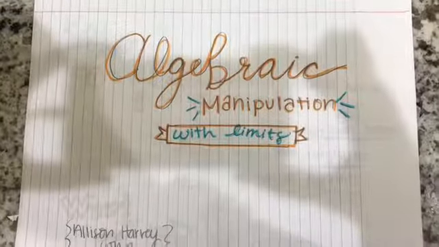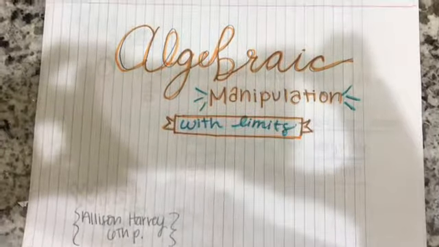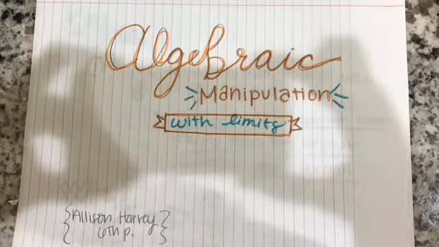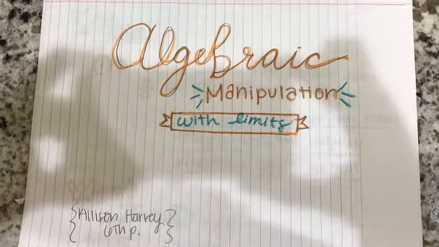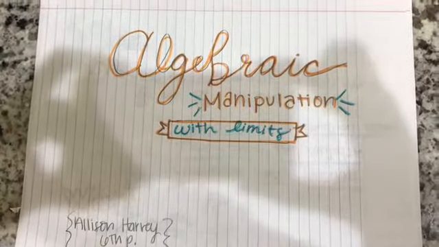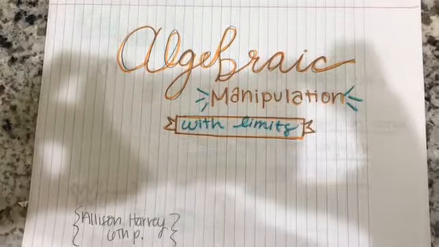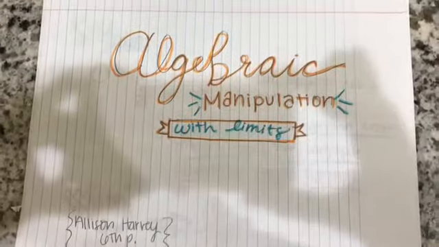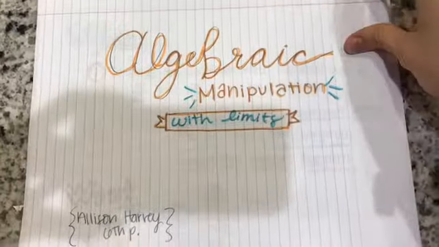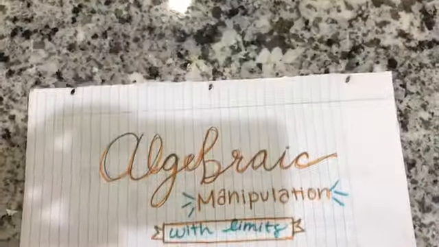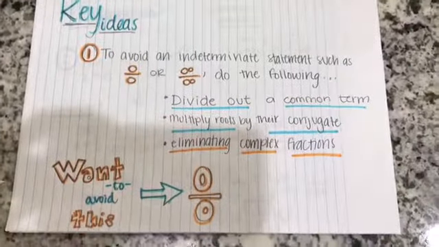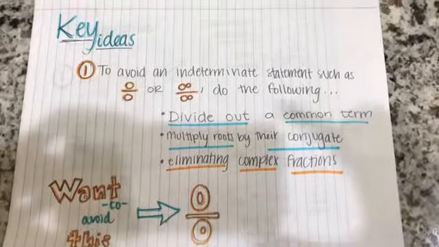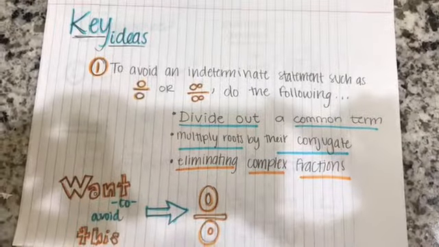Hello, my name is Allison Harvey, and in this video I'm going to be focusing on how we can algebraically manipulate functions so that when we are evaluating their limit, we don't get indeterminate statements such as 0 over 0, infinity over infinity, things like that. You get the idea. So before we can really dive into any example problems, we need to talk about the key ideas of algebraic manipulation and why we do it when we're evaluating limits.